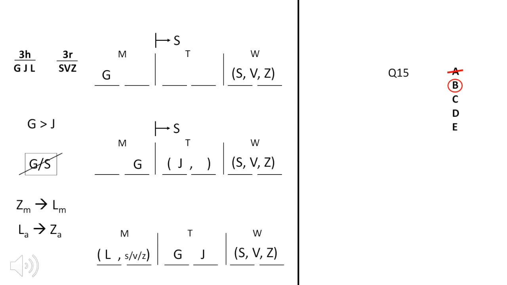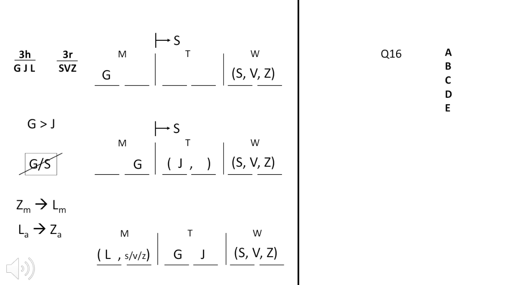If you have time, you can rule out the other answer choices. J and L could be grouped together on Tuesday in scenario 1 and 2, so C is out. L and S could be grouped together on Tuesday in scenario 1, so D is out. And L and V could be grouped together on Tuesday in scenario 1, so E is out. B is the only answer choice remaining.